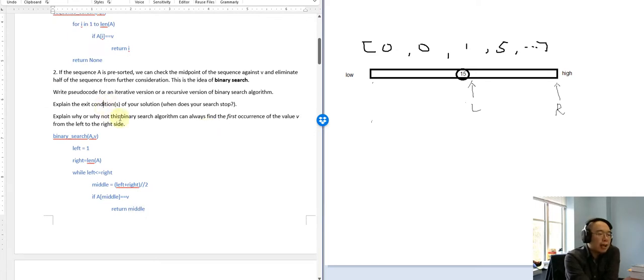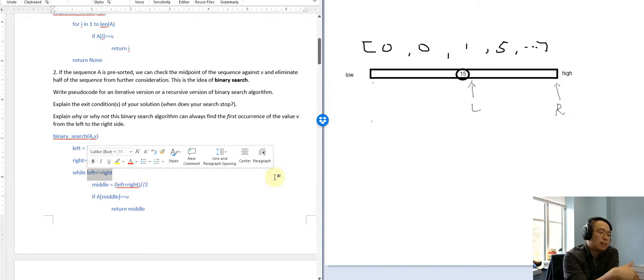Explain the exit condition of your solution. There are two possible ways that we stop this search. Number one is, in a certain round, we find a middle value that is indeed the value I'm looking for, and then I'm going to stop. The second is, remember, as long as left is still smaller than or equal to right, I'm going to keep on doing this search.